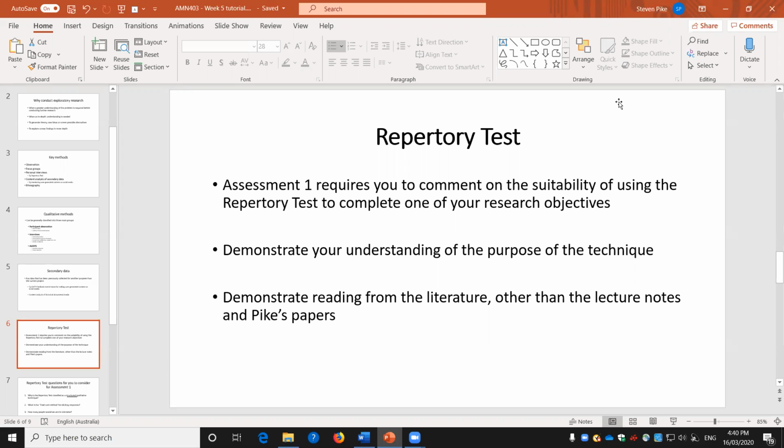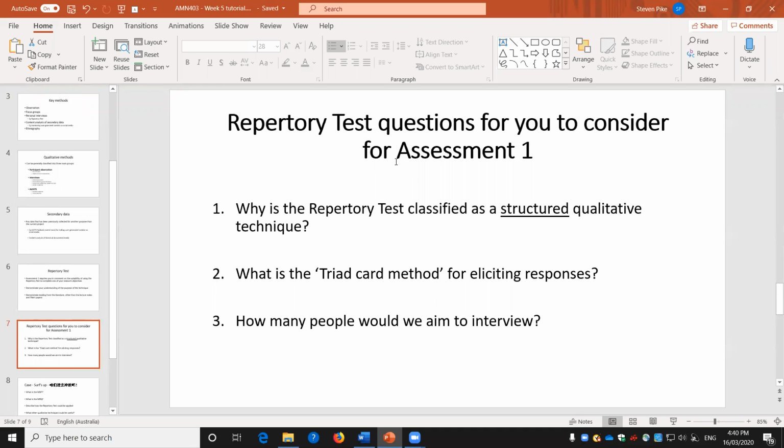yes, you've got a very clear understanding of the rationale for using the repertory test to achieve an objective in this particular case. We would like you to demonstrate reading from the literature, so you need to have some references to your discussion about the repertory test, other than the lecture notes and other than Pike's papers. So we're looking for reading beyond the lecture notes and any journal articles of mine. So at this point, I would just suggest that you pause the recording and think about your responses to these 3 questions about the repertory test in terms of assessment 1 discussion.